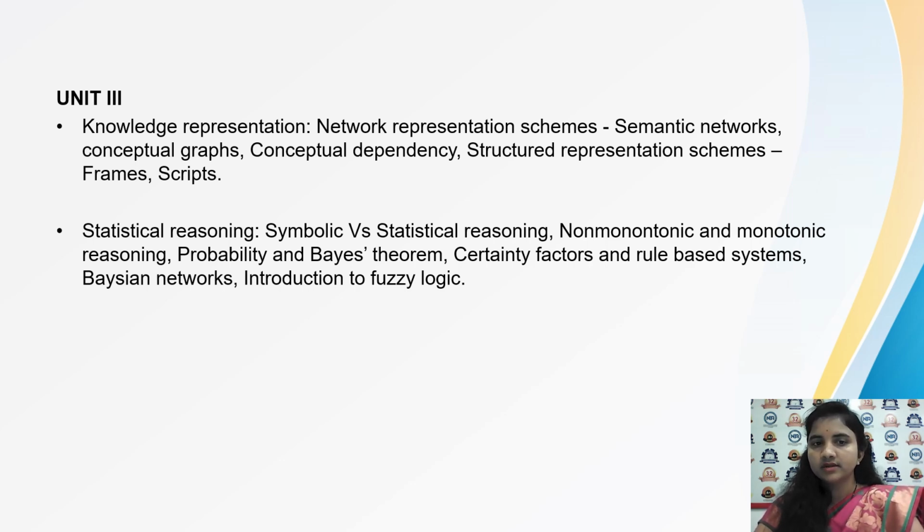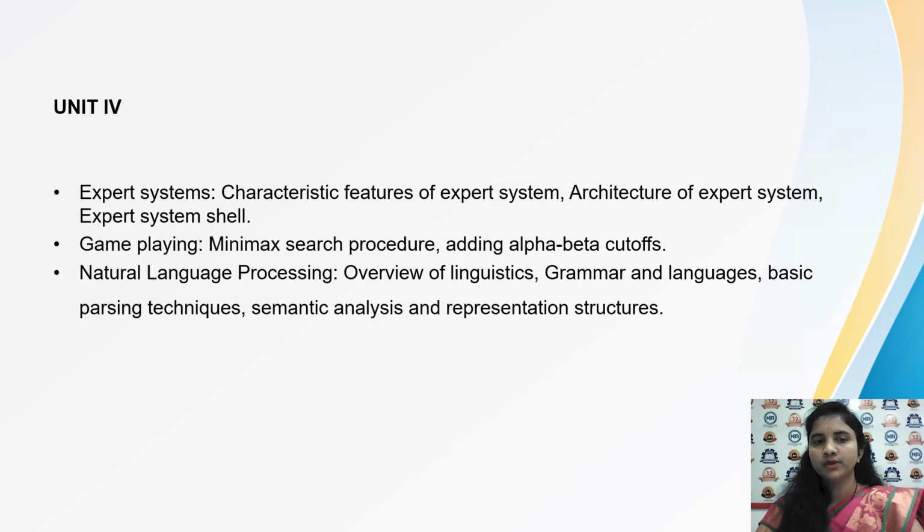Next is statistical reasoning. Statistical reasoning contains symbolic versus statistical reasoning, non-monotonic and monotonic reasoning, probability and Bayes theorem, certainty factors and rule-based systems, Bayesian network, introduction to fuzzy logic. Next is unit 4. Unit 4 contains the expert system.